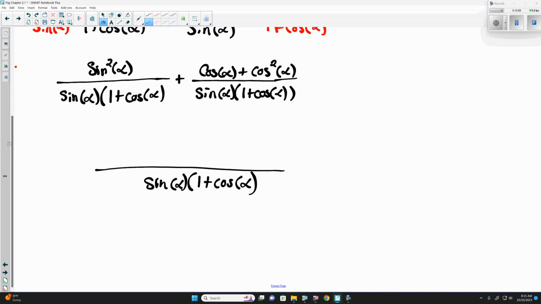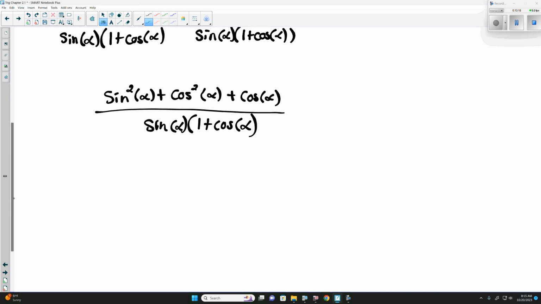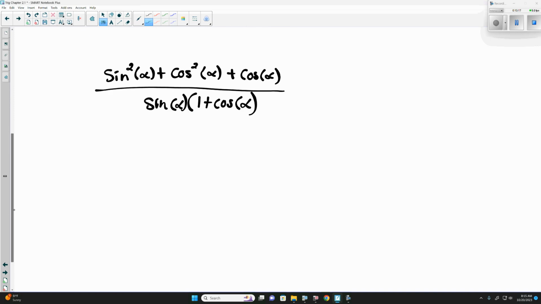Now we can add these together. And we're going to say we have sine squared of alpha. Plus, I'm going to move the cosine squared of alpha over next to it. Plus cosine of alpha. Any questions on how we got to this point here?